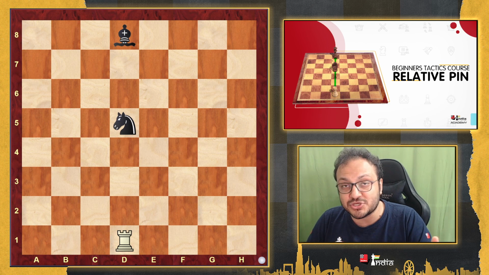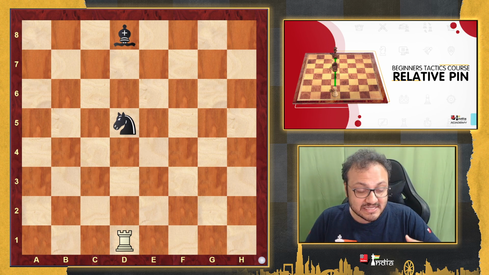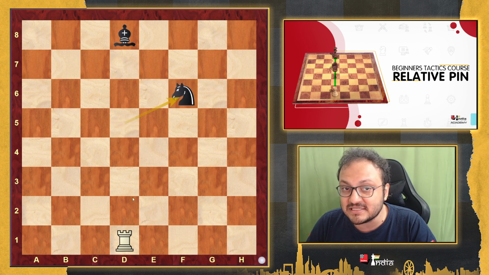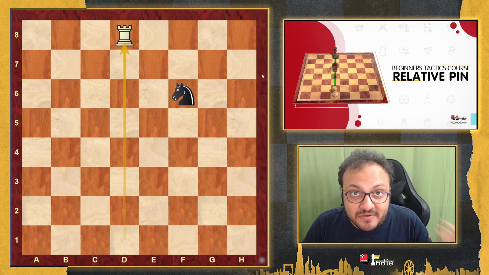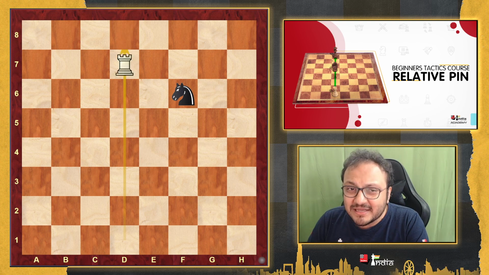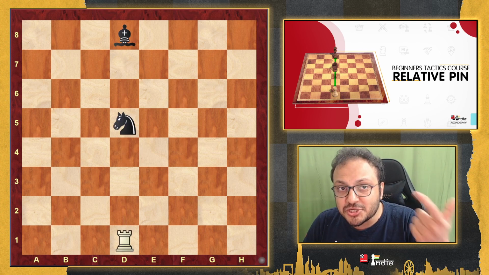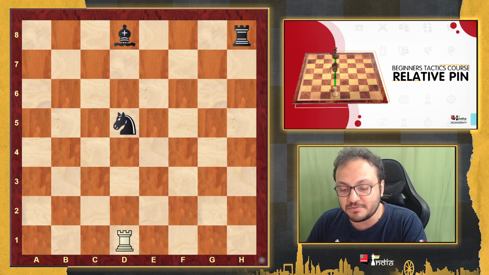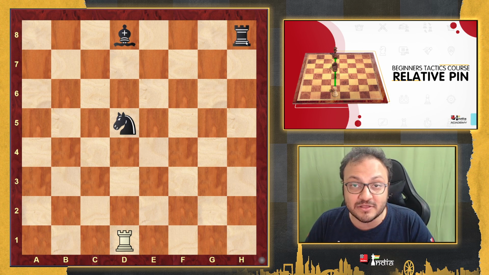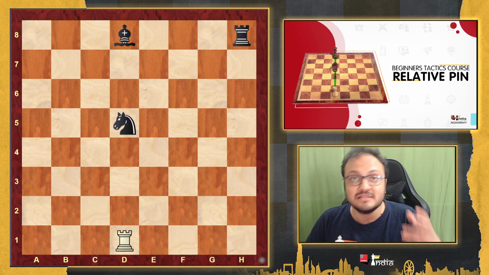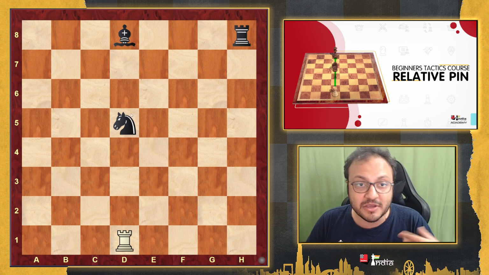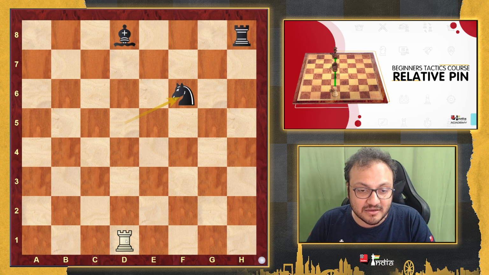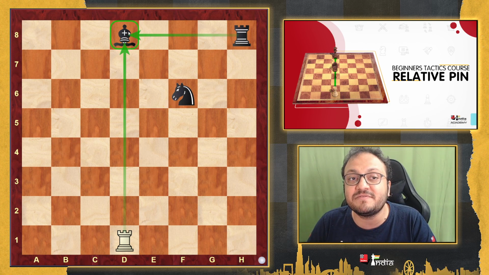Let's look at another position. Is this a pin? Yes, it is. Because if the knight moves away, in this case, like this, then the bishop is lost for free. But does it matter if the bishop is defended? Well, if the bishop is defended, like in this case with the rook, then this is not a pin because the moment you move the knight away, I cannot take the bishop because it is defended by the rook.